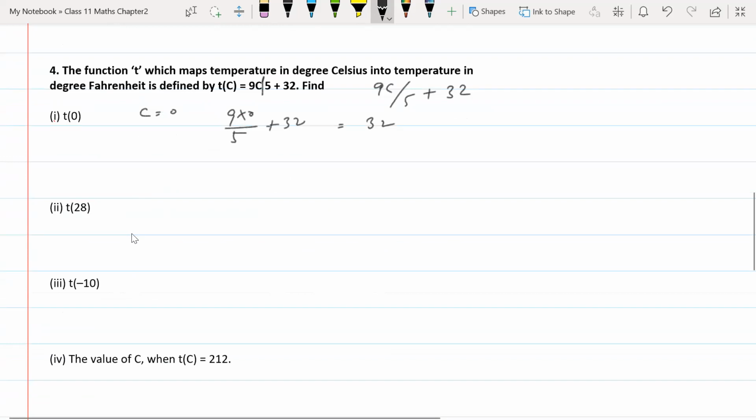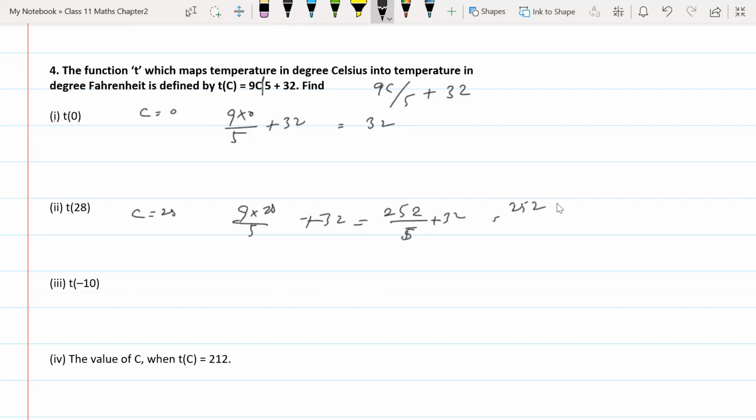If temperature is 28 degrees Celsius, it means C is 28, then 9 into 28 divided by 5 plus 32. 9 into 28 is equal to 252, divided by 5 plus 32, and 252 plus 160 divided by 5, and it comes out to be 412 by 5, which is 82.4.